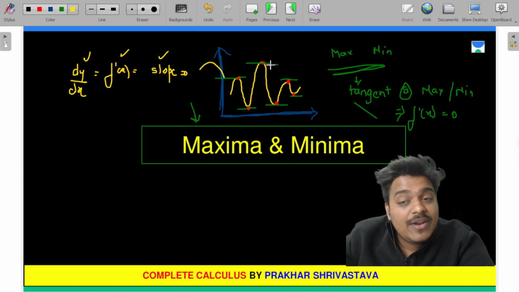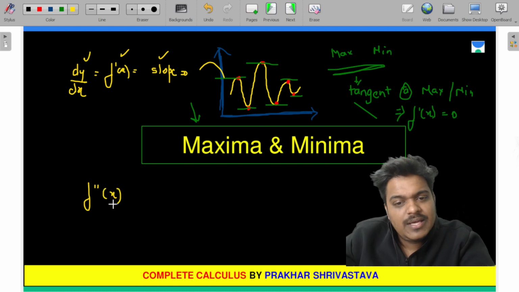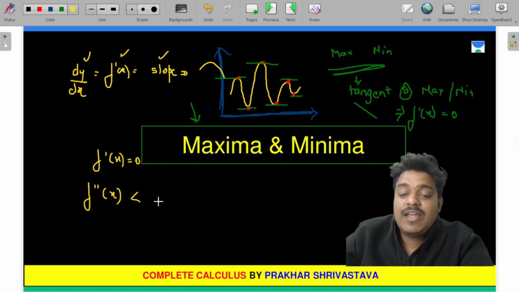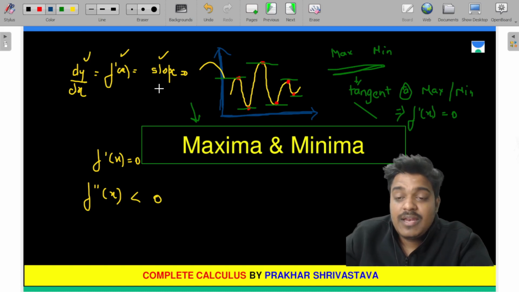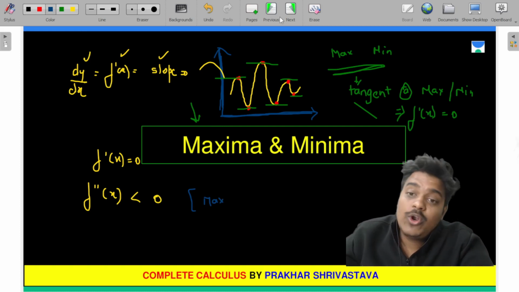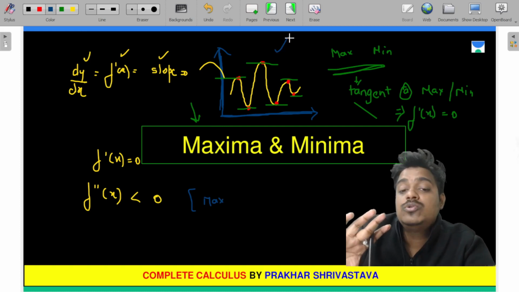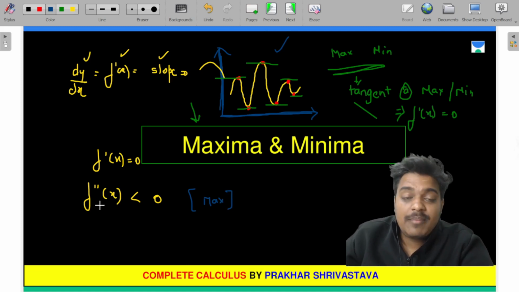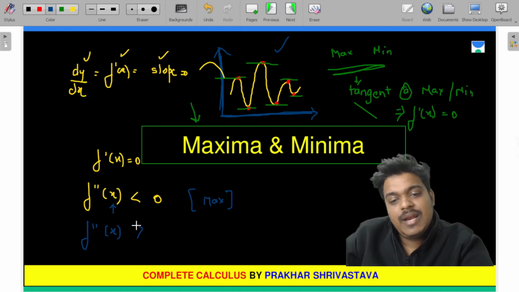When you double differentiate this function, f'(x) comes out to be 0, that is fine. But if you find f''(x) and it is less than 0, what does that mean? That this is a point of maxima. Now I cannot show you this in this graph because it goes to the 3D part. That is why I'll just tell you the formula: if f''(x) is less than 0, then this point x is a maxima, and if f''(x) is greater than 0, then this is a point of minima.